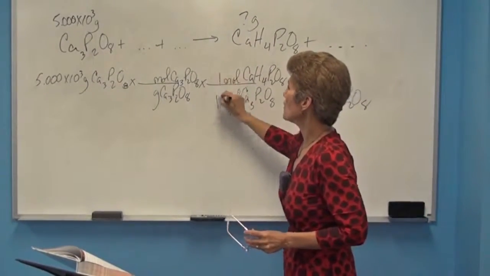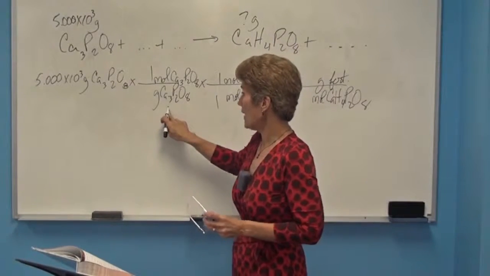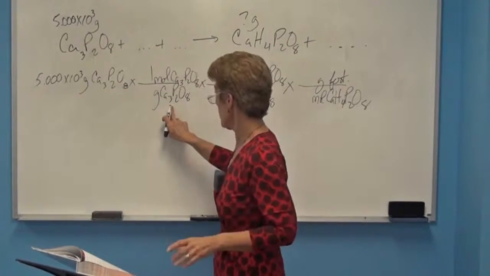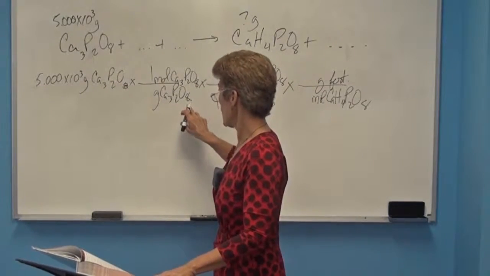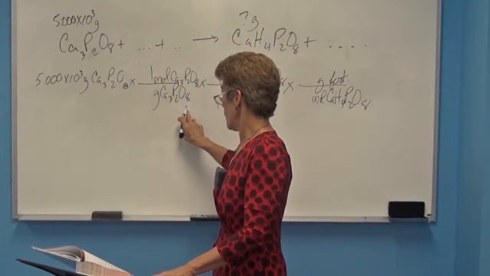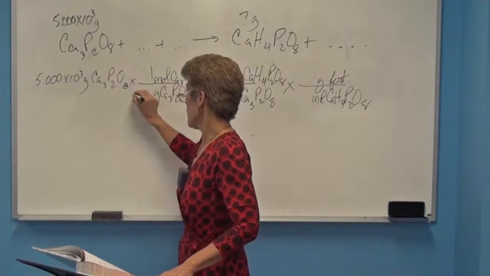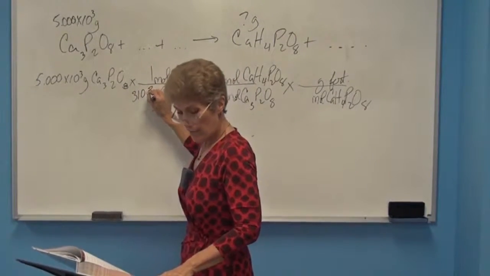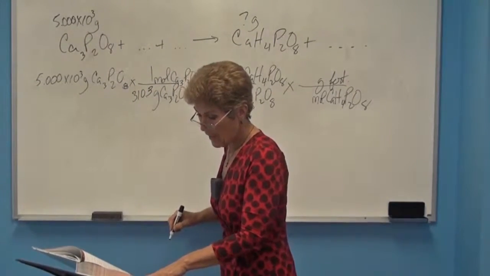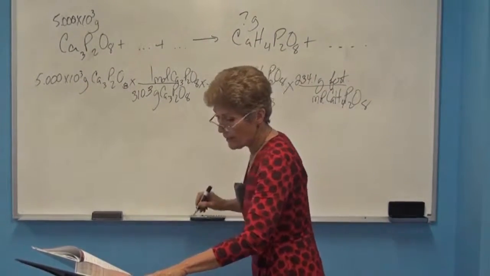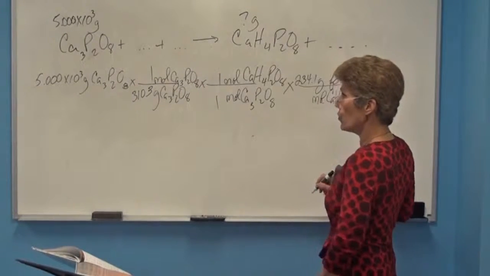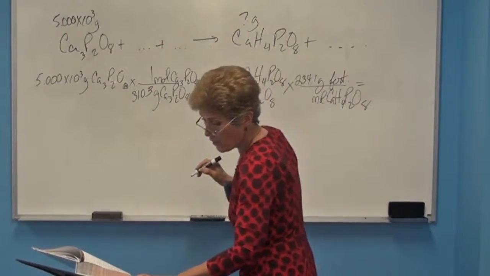Okay, we know this is a 1-to-1. We're going to add this up. So it's 3 times calcium plus 2 times phosphorus plus 8 times 16 for the oxygen is going to give us 310.3. And then when you add up the fertilizer, it's 234.1. And so 4 significant figures, yes, we have.